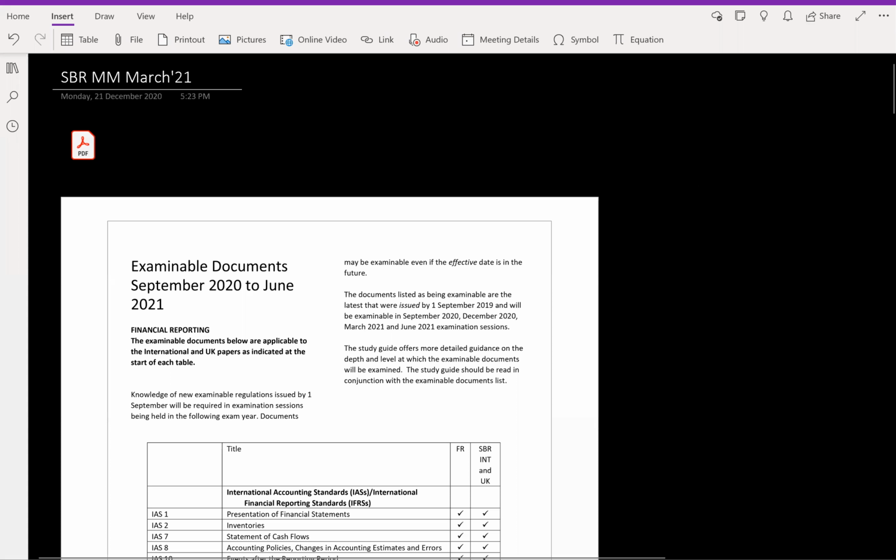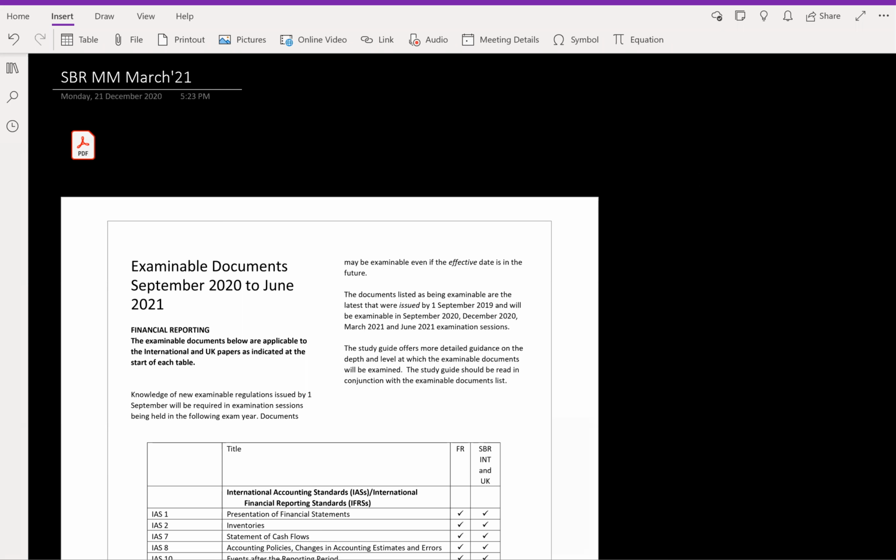This is basically an introduction to Strategic Business Reporting, SBR, right? We'll get to know what exactly SBR is, how it is different from your FR studies and your FR paper, how the examiner assesses you on the topics you've learned and the knowledge you've gained, and how we will go about the course.